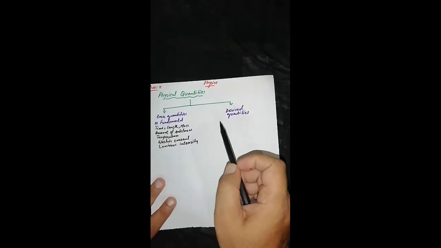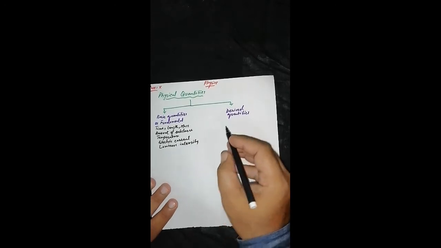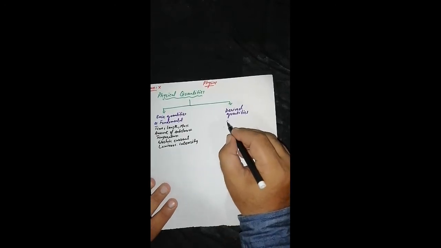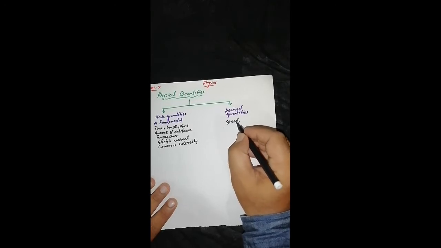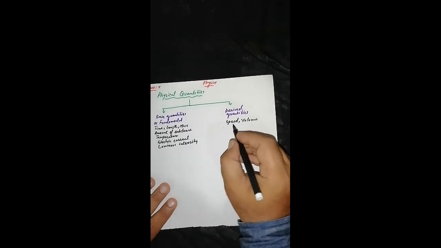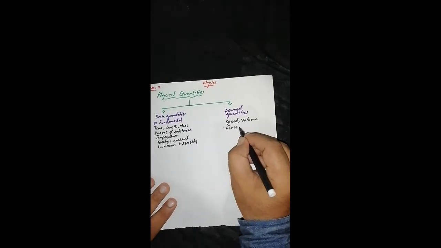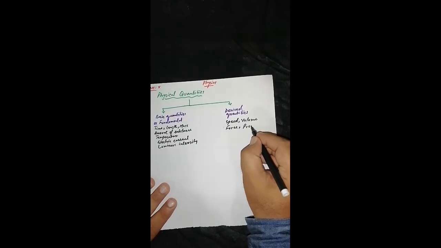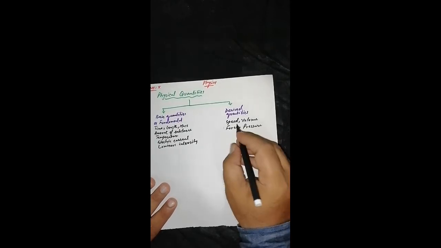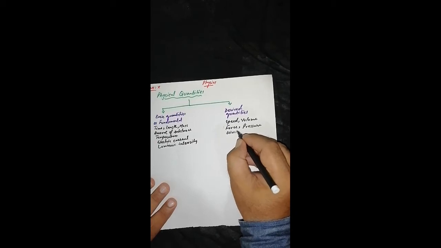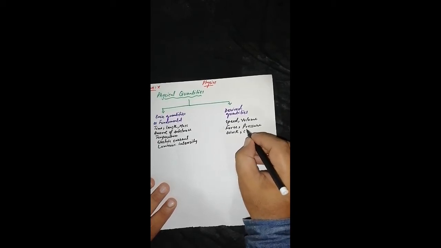The derived quantities are those quantities which are derived from these basic quantities. For example, speed, volume, force, pressure, work, charge, and so on. These are called derived quantities.